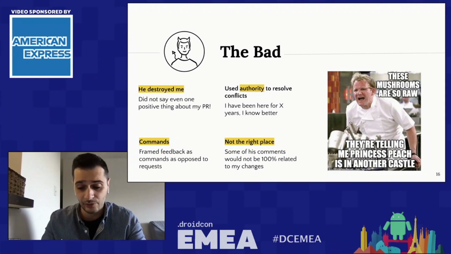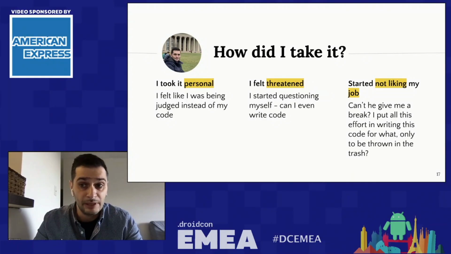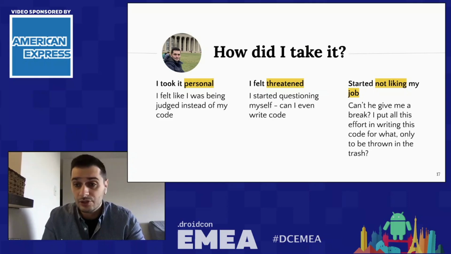After a lot of back and forward, we ended up merging that PR, but the damage was already done. How did I take it? It was like my first or second month at the job. Well, I took all of this personal. I felt like this guy is attacking me. I felt like I was being judged, not my code. And I felt threatened. I started questioning myself. Can I even write code? I've spent 4 years in college, and am I no good?